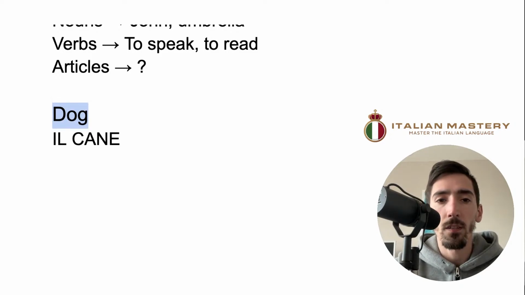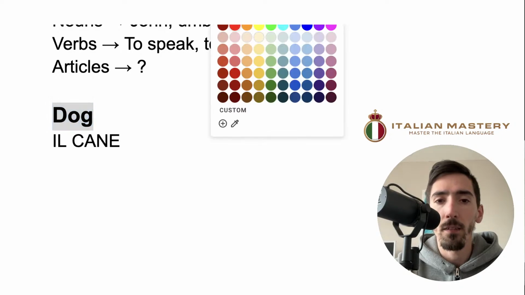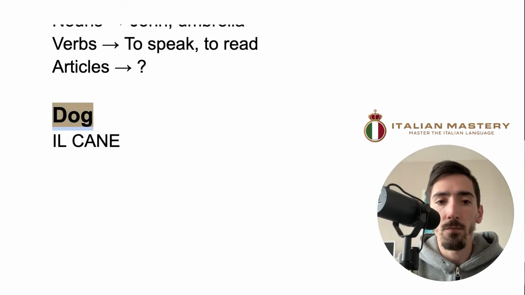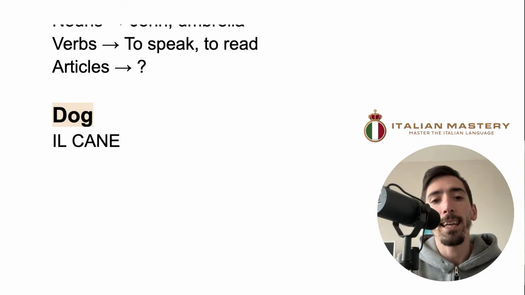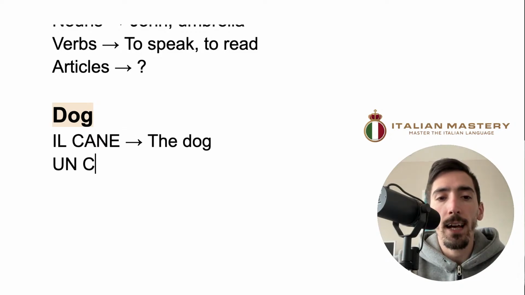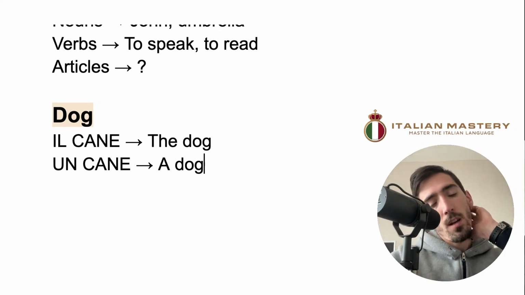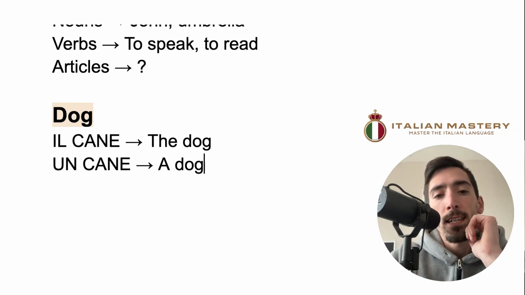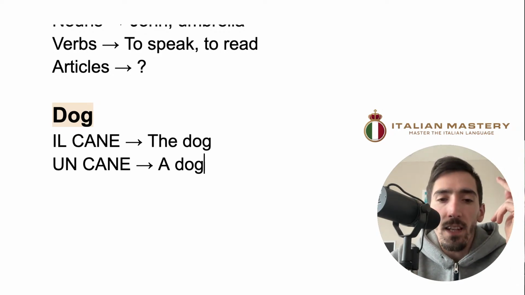We can make it big. Make it like this. Yeah. Dog, il cane. So this would be the dog. Un cane, a dog. Simple enough. Now there's two levels of complexity.